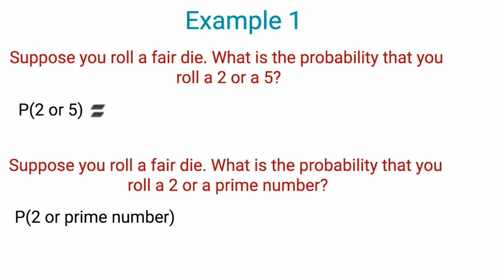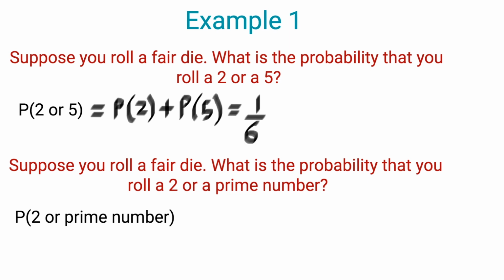They do not overlap. So all we're going to do is just find the probability of getting a 2 plus the probability of getting a 5. Now, the probability of getting a 2 is going to be 1 out of 6 because there are 6 possible outcomes, but there's only one favorable outcome.